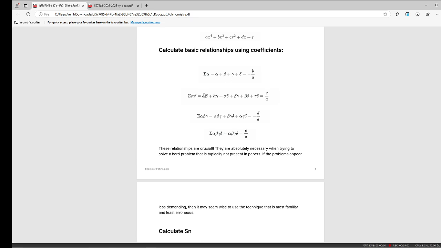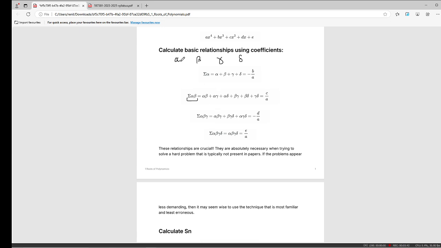So sum alpha beta, meaning that alpha times beta plus alpha times gamma plus alpha times delta plus beta times gamma plus beta times delta and plus gamma times delta equals C by A. So if this seems a bit confusing, let's clear this out. Let's say that we have 4 roots to a quadratic equation. Let's say that these roots are alpha, beta, gamma and delta, right?